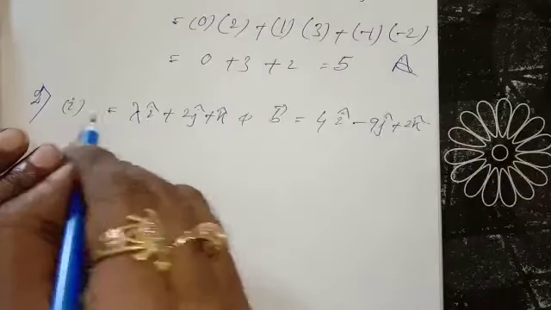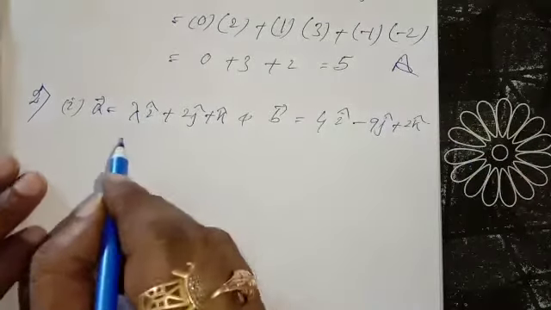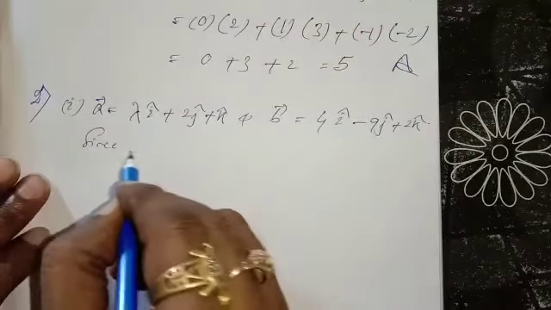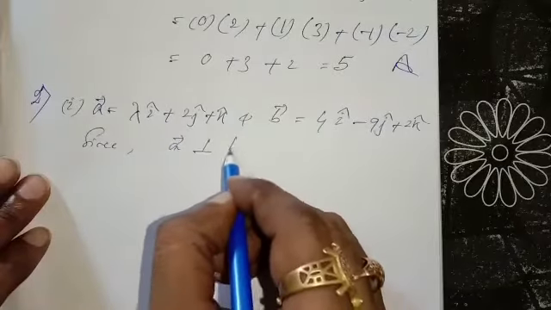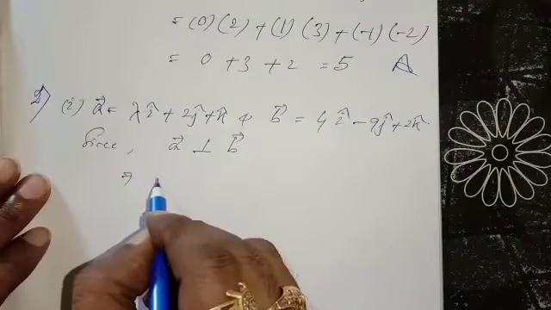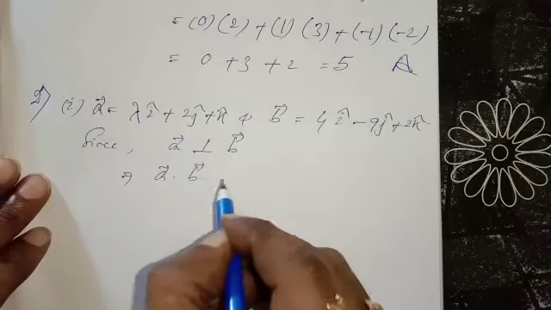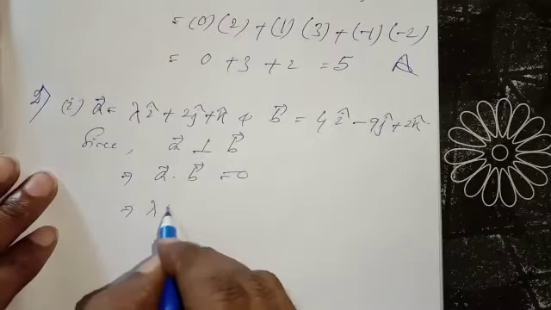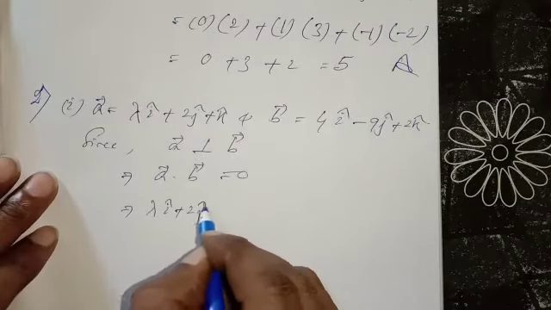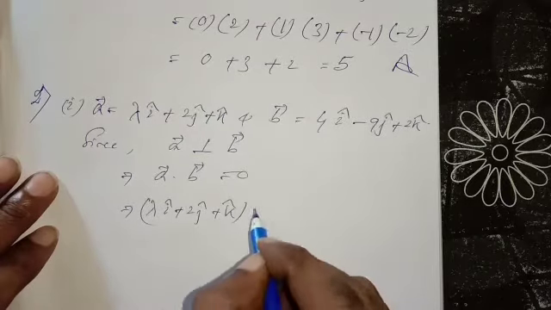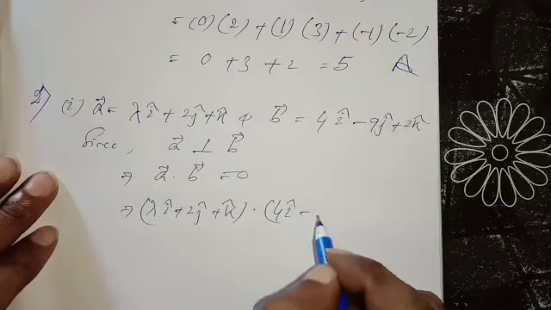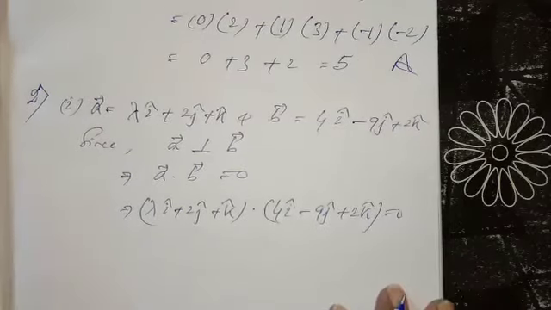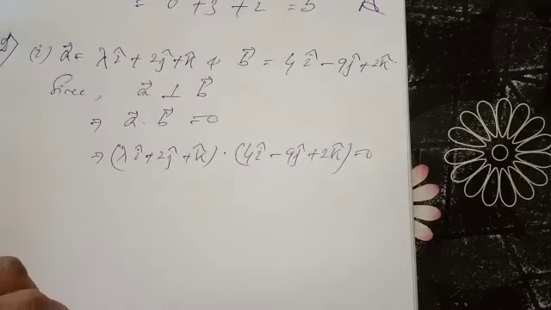As the two vectors are perpendicular to each other, since vector A is perpendicular to vector B, this implies A dot B will be 0. A dot B means here, A is λi + 2j + k, dot B vector. B vector is 4i − 9j + 2k, equal to 0. The dot product is equal to 0 because the two vectors are perpendicular to each other.